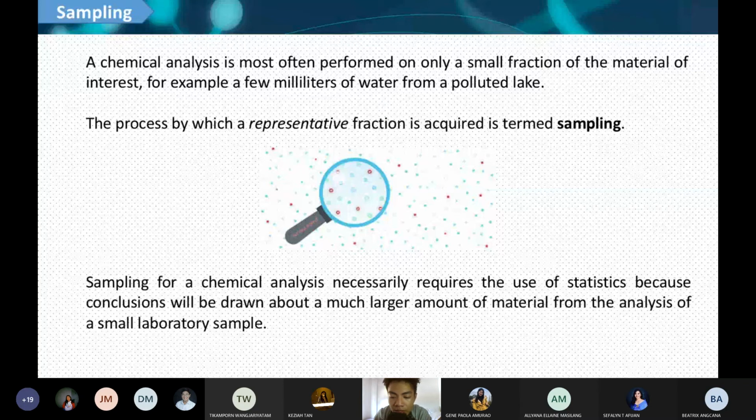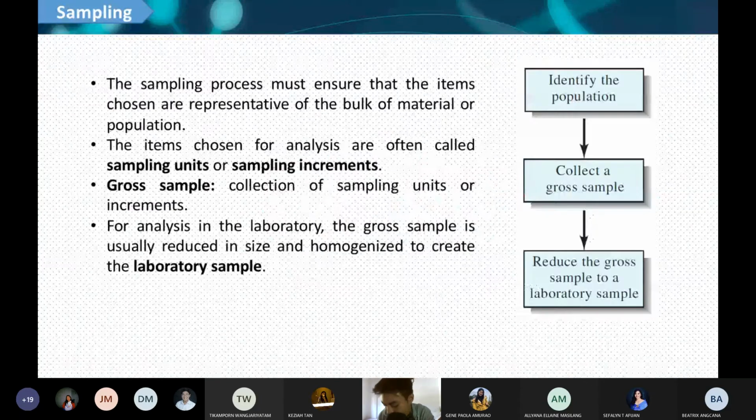So again, the process in which you get a representative from your population is called sampling. When you do chemical analysis in the laboratory, your sample size decreases further to something that is workable in the laboratory. So when you collect your gross samples, you're not going to analyze all of them. You're going to analyze just a few of them.